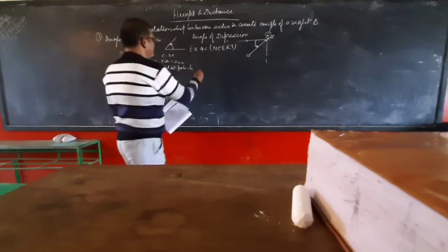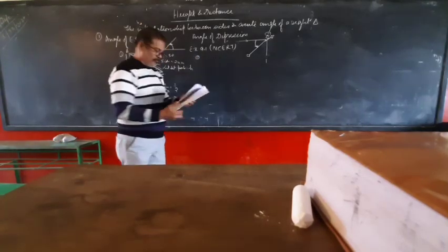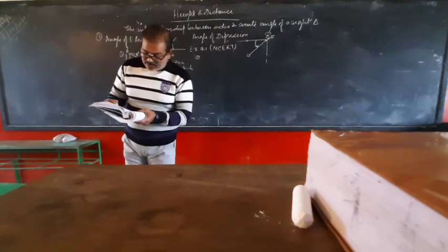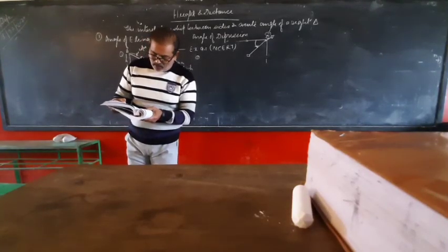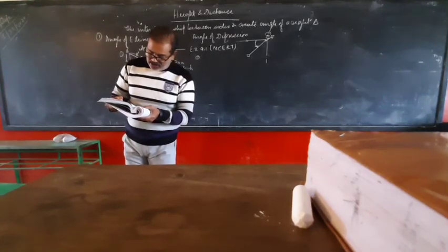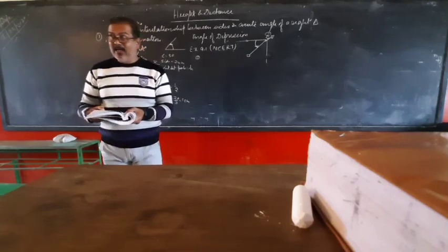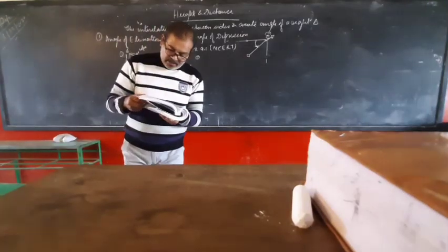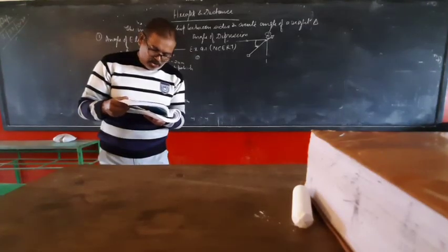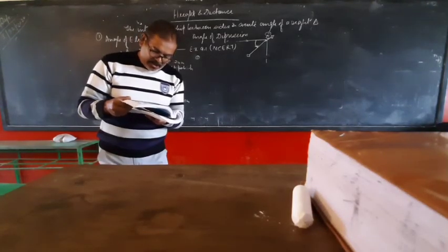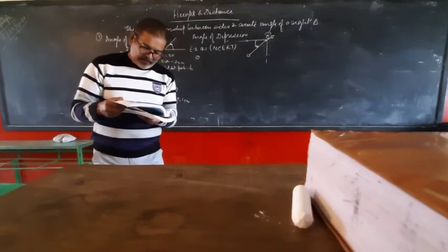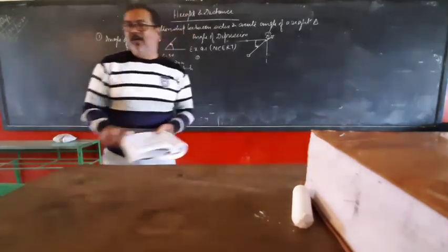Question number 2. In this question it is given that a tree breaks due to a storm and the broken part bends so that the top of the tree touches the ground, making an angle of 30 degrees. The distance between the foot of the tree and the point where the top branches touch the ground is 8 meters. Find the height of the tree. Now, we have two pieces of information given.